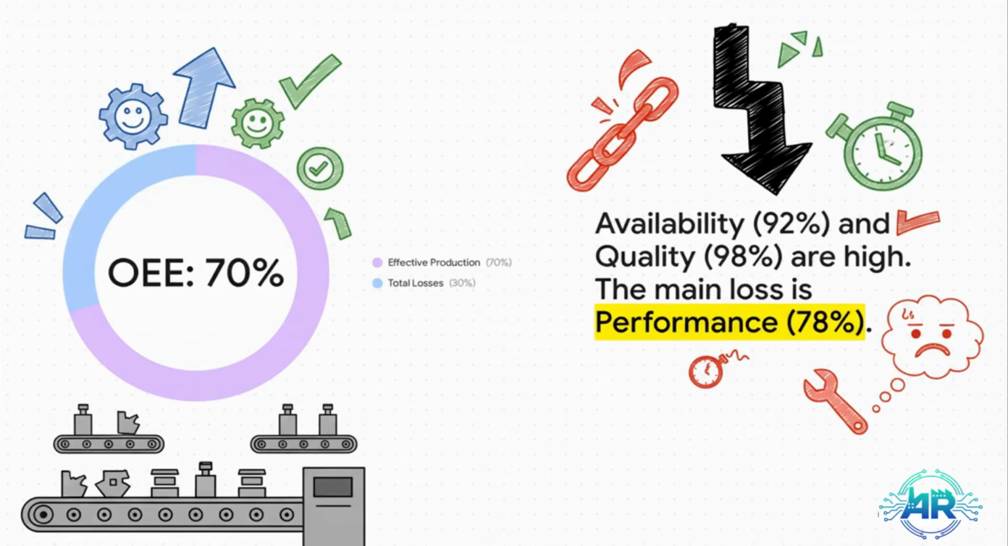Okay, let's look at a real-world example here. Imagine a production line with a really strong 92% availability and a near-perfect 98% quality. At a quick glance, you'd think things are going great, but the OEE calculation reveals a performance score of only 78%, and that instantly draws your attention to the real problem.